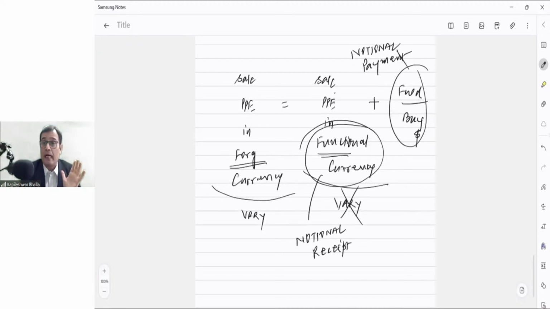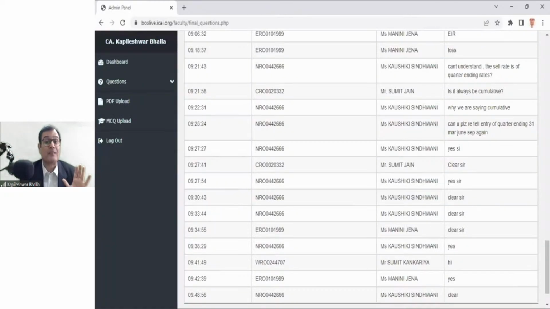Let me again tell you, I am technically not entering into any kind of forward contract as such. This is just a notion which has been created for the purpose of accounting. There is no actual forward contract which my company is entering into. Am I, friends, pretty clear with this particular transaction?